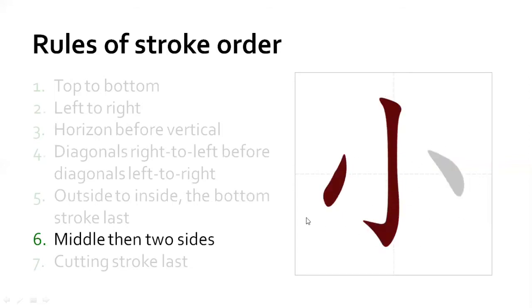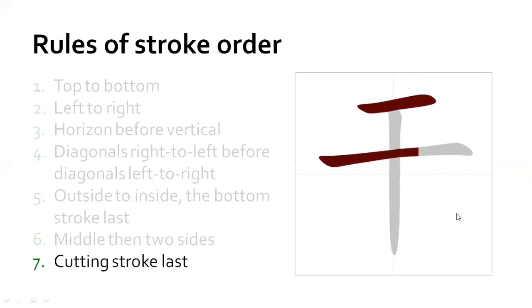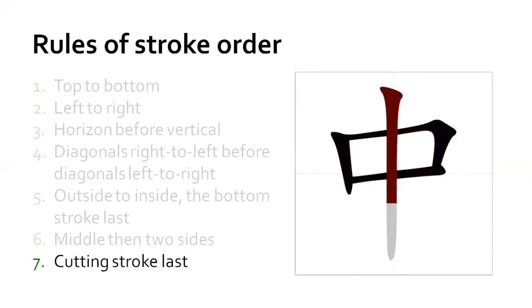So first, second, third. The last rule is cutting strokes. A cutting stroke is a vertical stroke that passes through other strokes and should be written after the strokes through which it passes. So you can see here, this is a cutting stroke. So the cutting stroke is last. So finish this one first, and then the last cutting stroke.